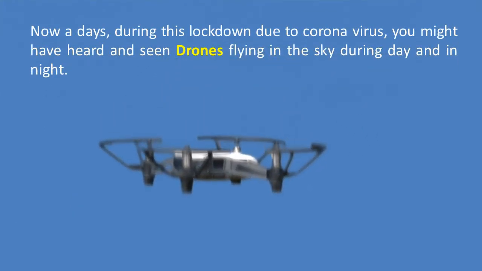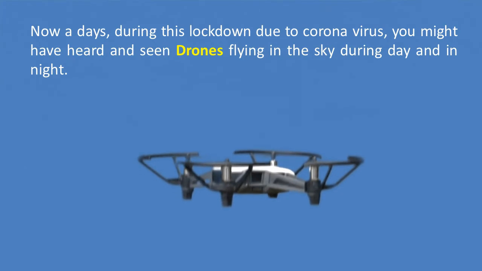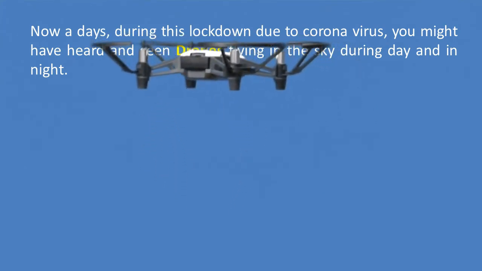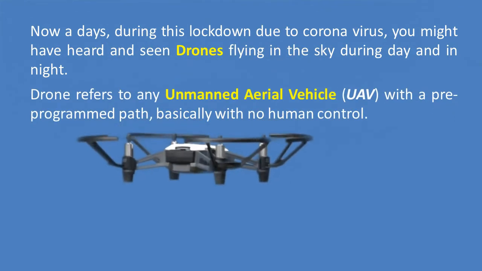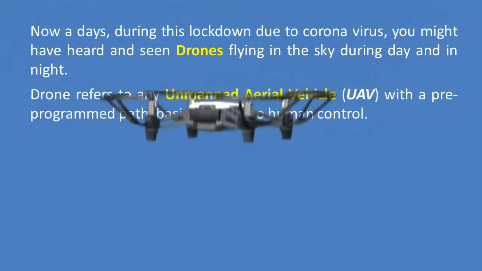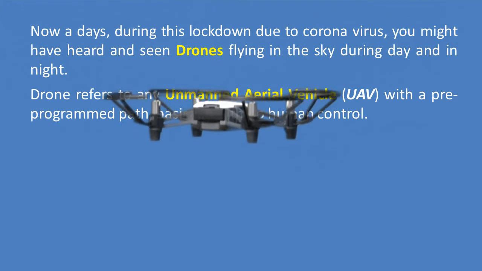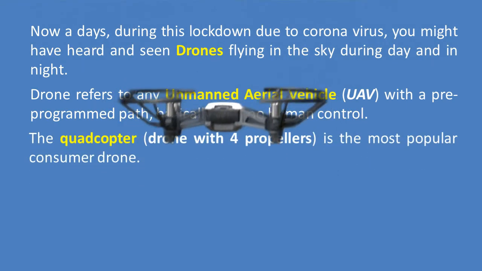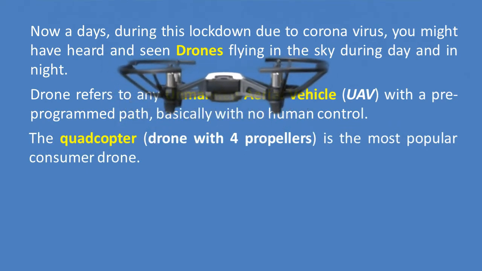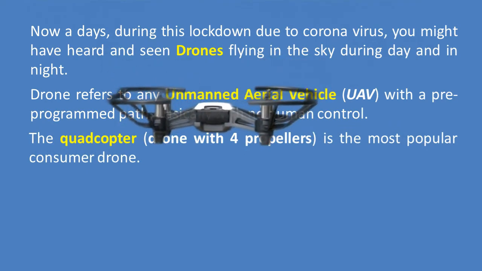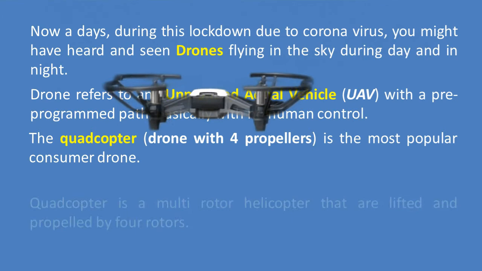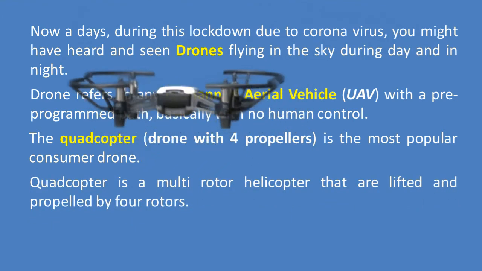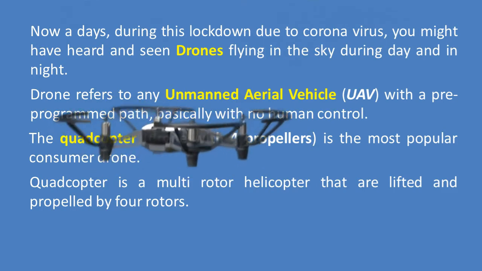Nowadays, during this lockdown due to coronavirus, you might have heard and seen drones flying in the sky during day and in night. Drone refers to any unmanned aerial vehicle with a pre-programmed path, basically with no human control. The quadcopter, that is a drone with 4 propellers, is the most popular consumer drone. A quadcopter is a multi-rotor helicopter that is lifted and propelled by 4 rotors.